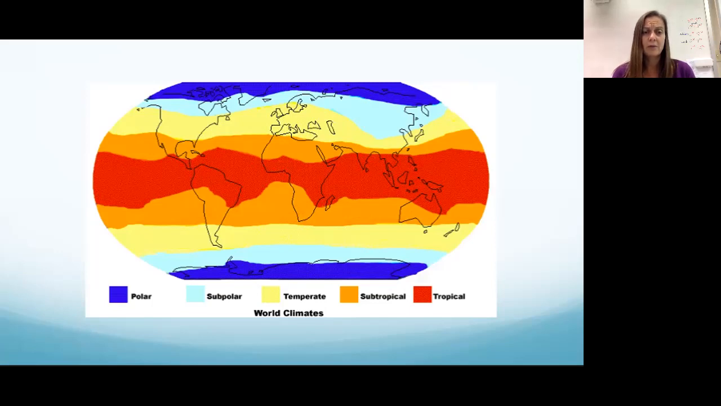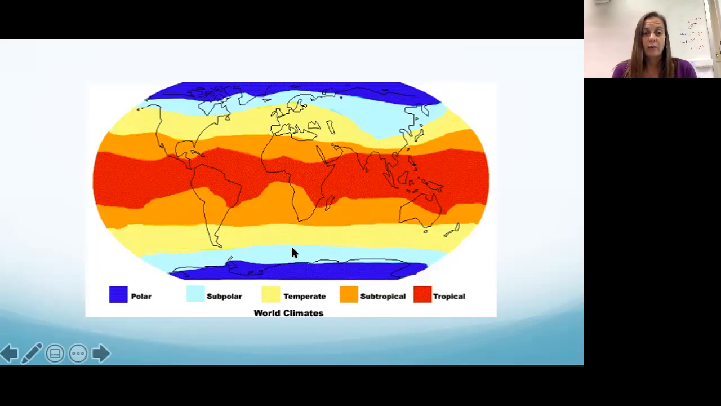Above and below the subtropical zones, we have what we consider the temperate zones. And this is most of the United States and Europe, the southern part of Russia, as well as the southernmost tip of South America. And so these are the temperate zones.